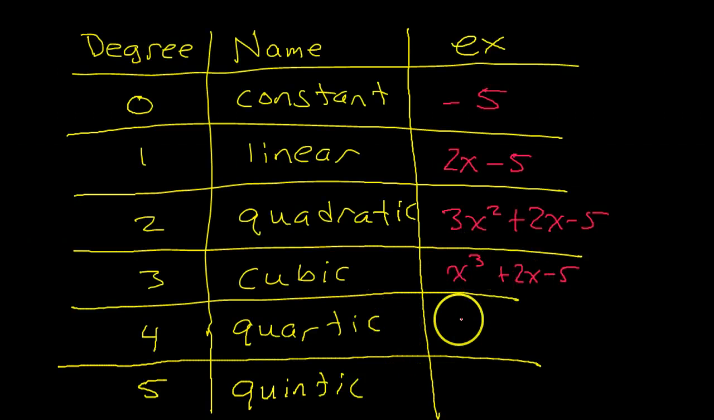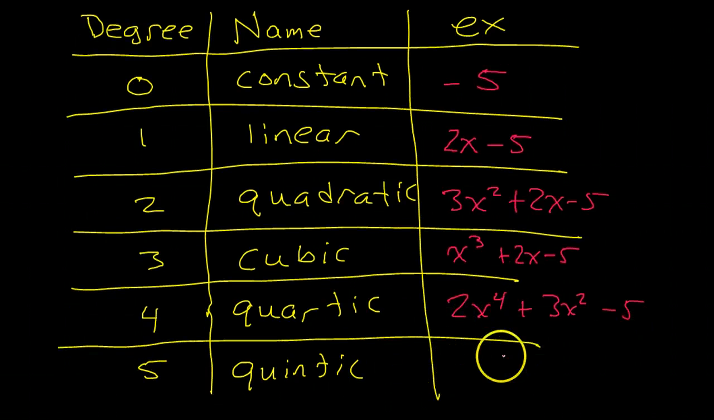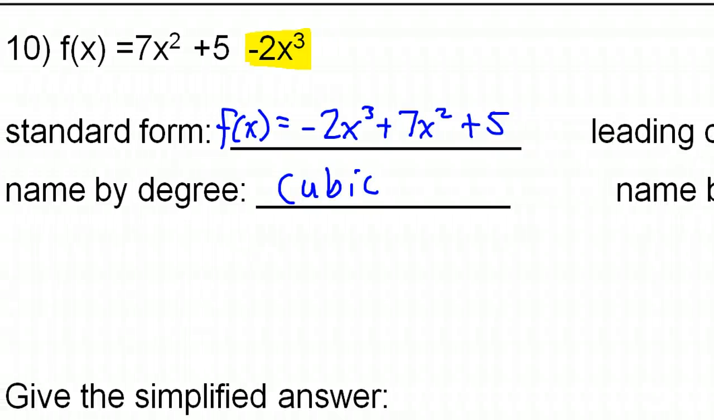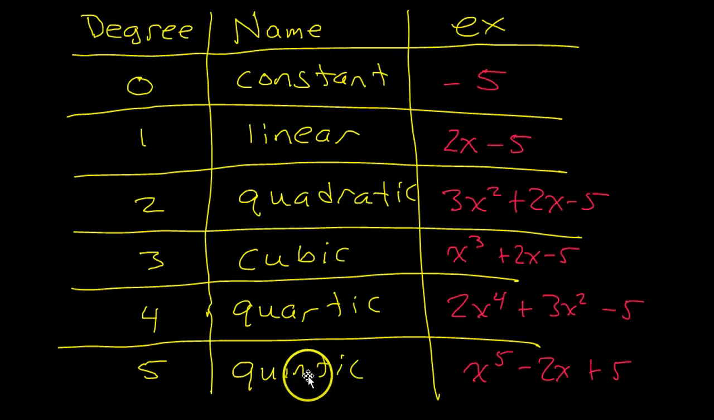Quartic is going to have that fourth power. So if I had 2x to the fourth power plus 3x squared minus 5, that would be quartic. And quintic would have the fifth power. So if I had x to the fifth power minus 2x plus 5, that would be quintic. Alright, so that's how the naming works by degree. So this is degree 3, so this is cubic. But you need to memorize this naming system. You just have to study it, commit it to memory.